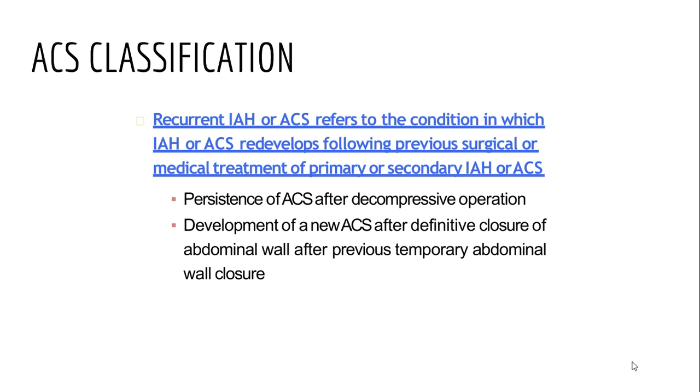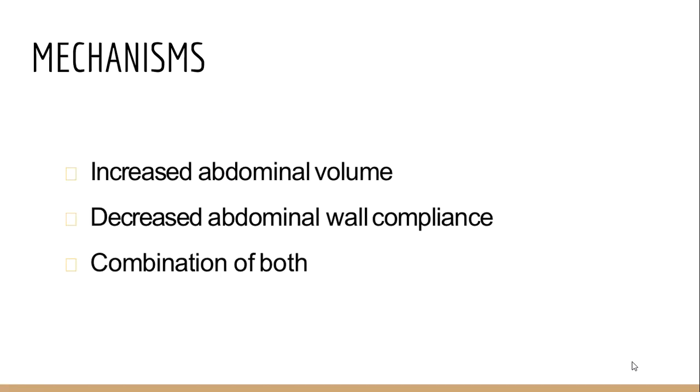And recurrent ACS refers to the condition in which ACS redevelops following previous surgical or medical treatment of primary or secondary ACS. So persistence of ACS after decompressive operations and development of new ACS after definitive closure of the abdominal wall after previous temporary abdominal wall closure.